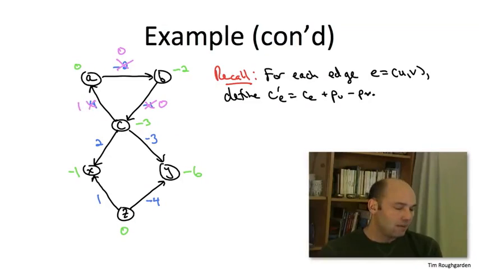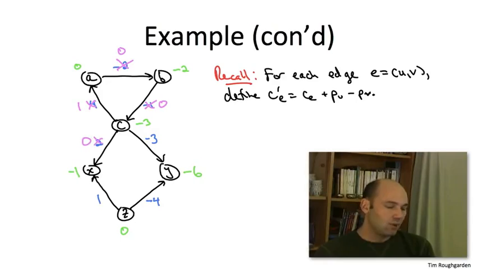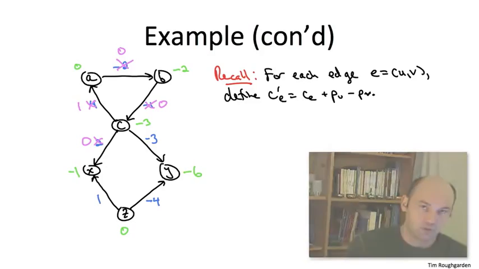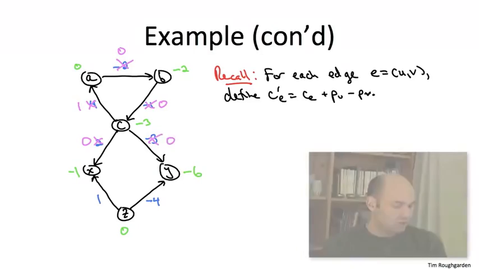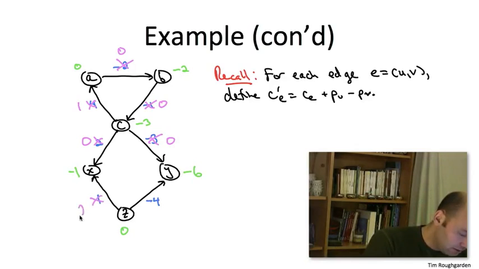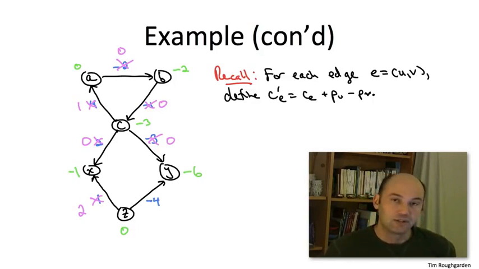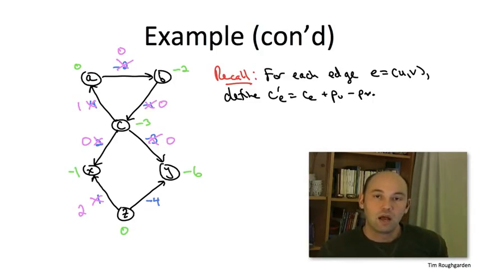If we look at the arc C comma X, we take the original length 2, we add -3, and we subtract -1. So that again all cancels out, and C comma X has a new cost of 0. Same thing happens with the arc C comma Y. We start with -3, we add another -3, we subtract -6, that gives us 0. For the arc Z comma X, we start with 1, we add 0, we subtract -1, so we get a new cost of 2. Finally, for the arc Z comma Y, we start with -4, we add 0, we subtract -6, that is, we add 6, so that gives us a new length of 2.